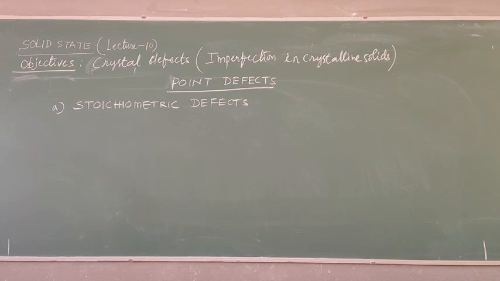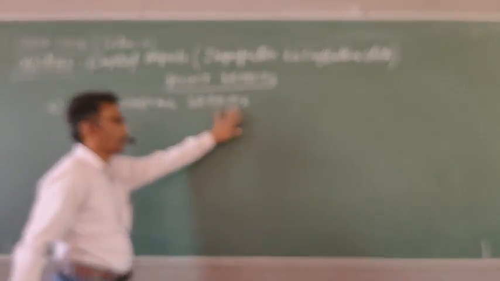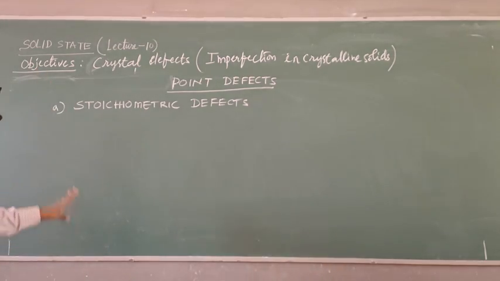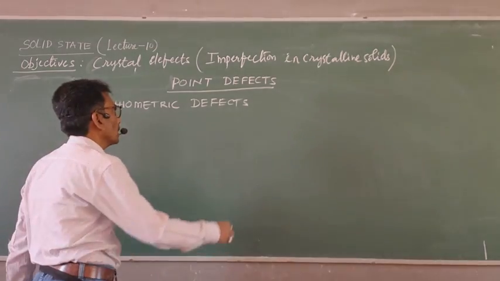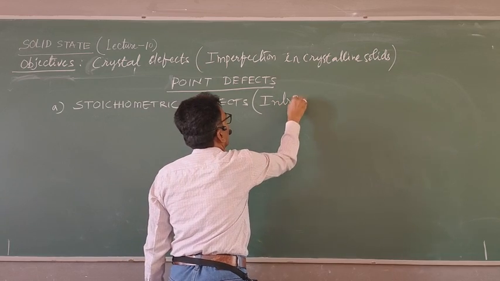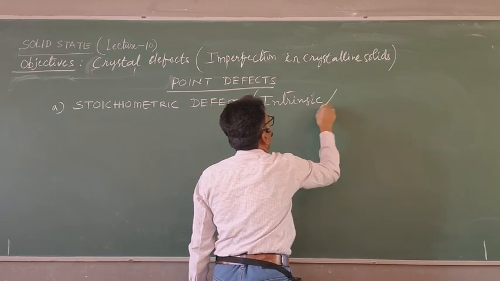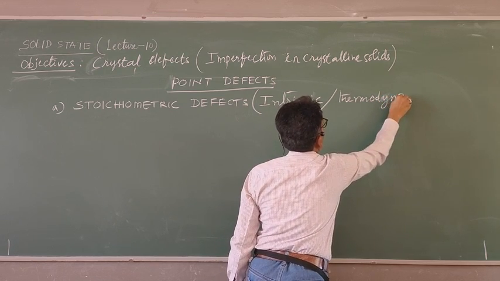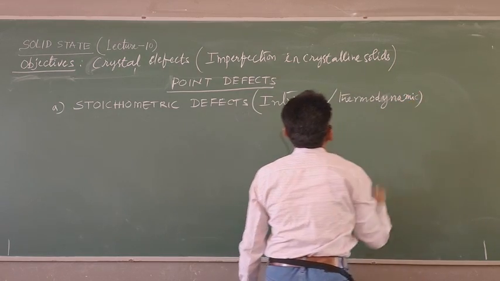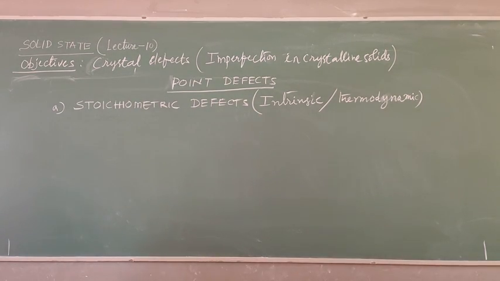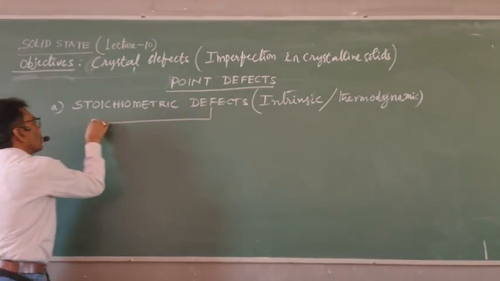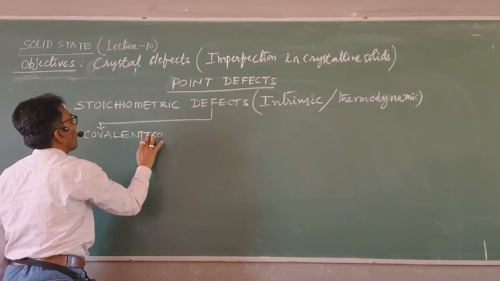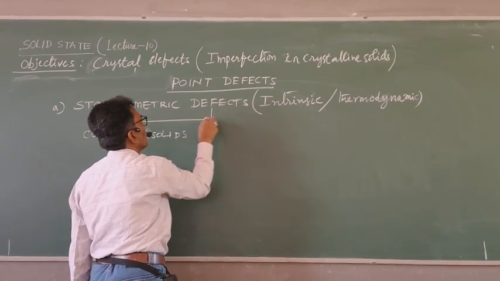Under point defects, first of all, we are going to discuss stoichiometric defects. Due to dislocation or missing of the particles, the formula of the compound is not changed. Such defects are called stoichiometric defects, also known as intrinsic or thermodynamic defects. This is observed in two types of solids: covalent solids and also ionic solids.